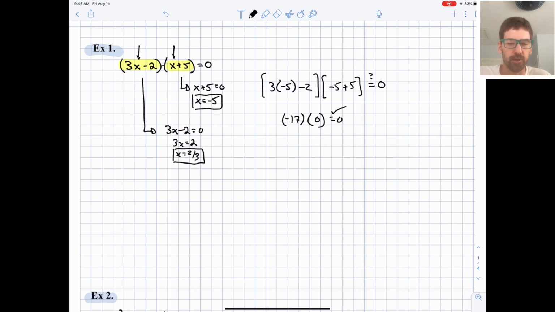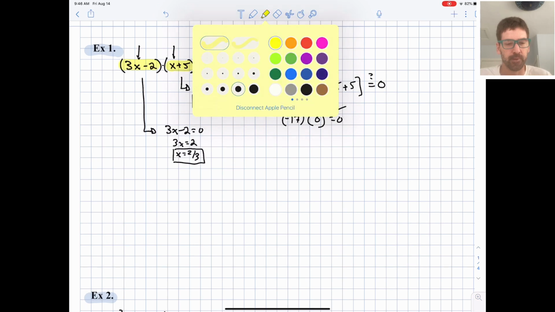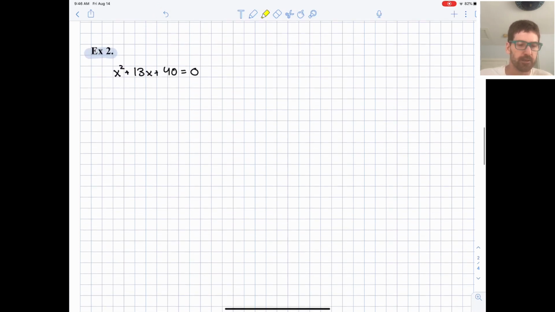Okay, so we are applying the zero product property because we have two things that multiply together to give us 0. If we didn't have a 0 here, we couldn't do it. We couldn't do it that method, right? We have to get a 0. We have to get the product of a couple things equal to 0. All right, let's move on.